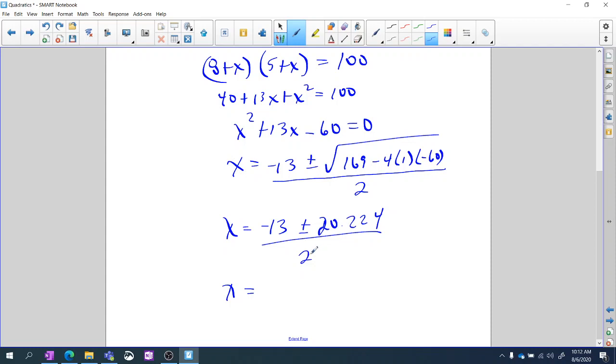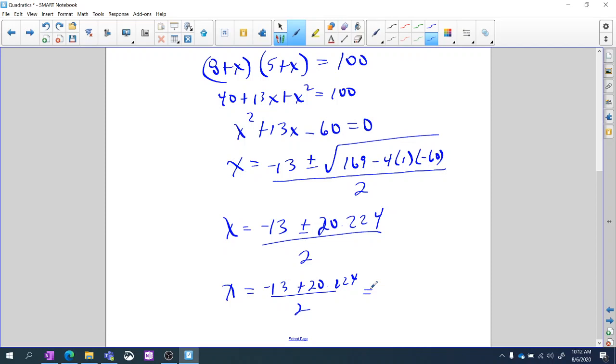However, based on the context of this problem, x is how much extra I'm going to add on to my lengths. I can't use a negative value, so that one doesn't work. Let's do the other one then. So negative 13, I'm going to add 20.224, and then I'm going to divide by 2, and that should give me how much we're going to add on to the length and the width.